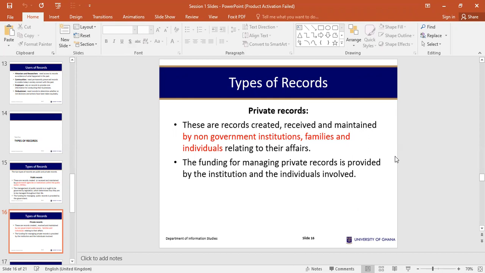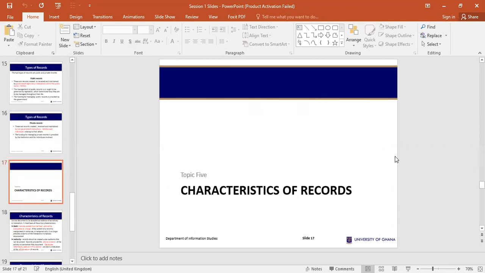In some of the definitions, we look at records as byproducts of transactions, and they serve as evidence of the transaction. That is where the evidence of transaction comes in. When we say that a record is a byproduct of transactions, it simply means that the main reason why you had that transaction was not to create a record.